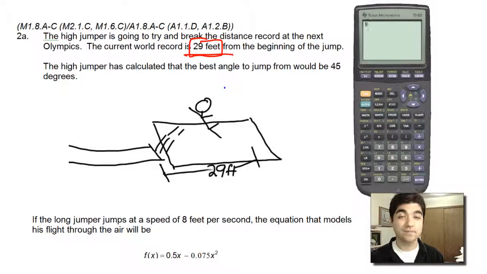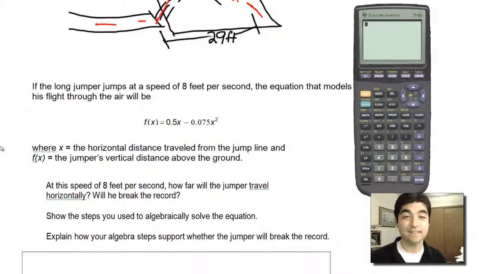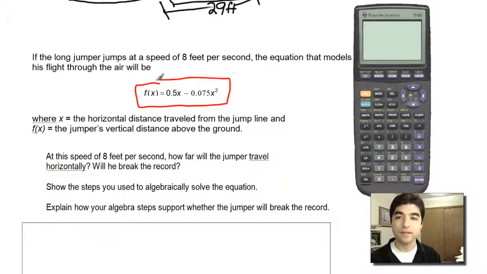Tell you the truth, 45 degrees, you don't need to worry about that. Okay, so I got a little diagram. The jumper runs, takes off, and he's going to try to get past 29 feet. So let's see if he's able to do it. If the long jumper jumps at a speed of 8 feet per second, the equation that models his flight through the air will be this thing. Now remember, this is a speed, 8 feet per second.